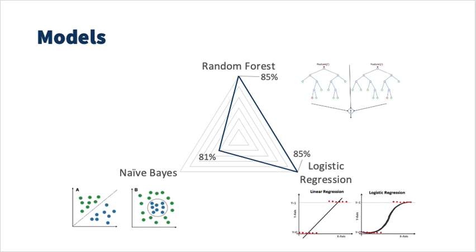In our modeling phase, we built 3 models: a random forest model, a logistic regression model that seemed to be perfect for the binary classification, and a naive Bayes model.